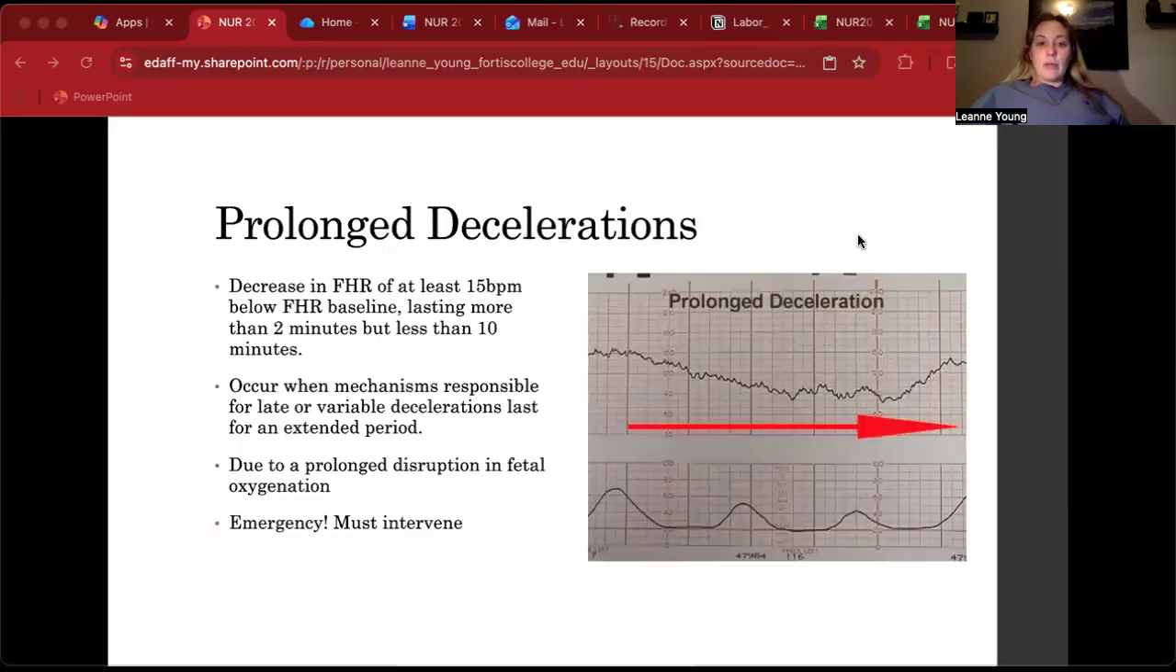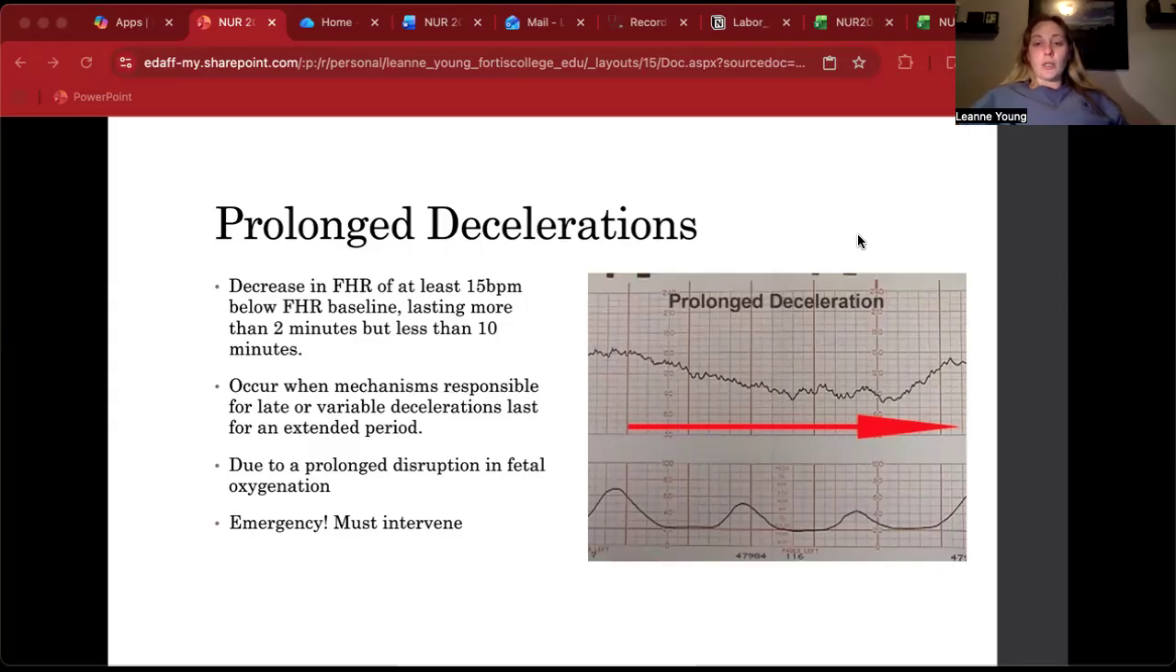Now, prolonged deceleration. Oh, I just hate looking at that picture. That gives me anxiety. This is a decrease in the fetal heart rate of at least 15 beats per minute below fetal heart rate baseline, and they last more than 2 minutes, but hopefully less than 10 minutes. Okay. It occurs whenever the mechanisms responsible for late or variable decelerations last for an extended period. So if you're having lates and you're having variables for a long time, ultimately you're going to have a prolonged deceleration because that baby's going to poop out on you, okay? And it's because of a prolonged disruption in fetal oxygenation.